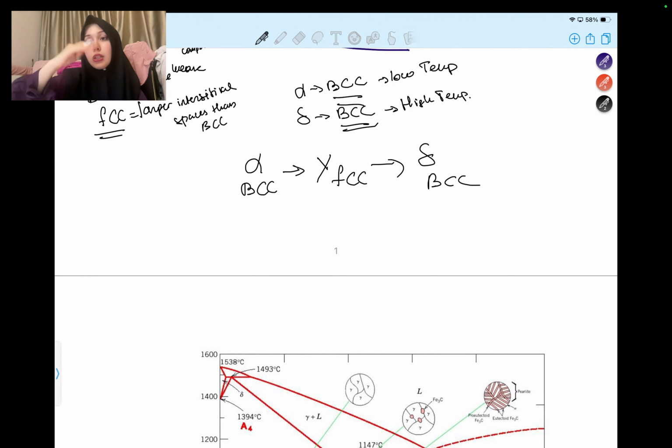So as you heat, even though in the middle of heating we can have FCC, we will still go back to BCC.